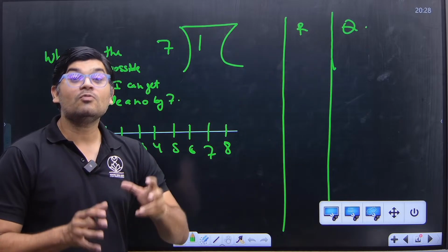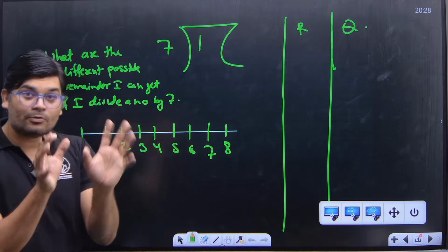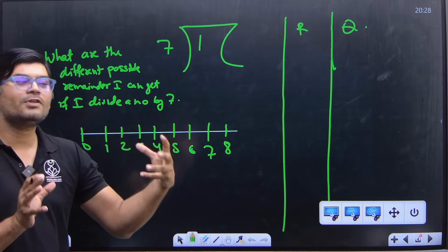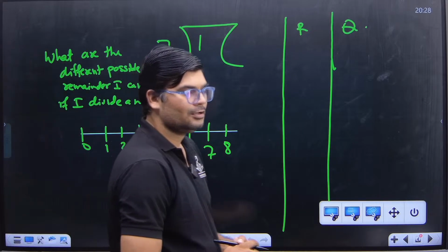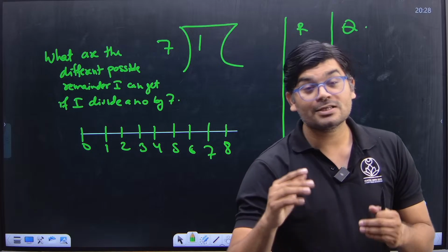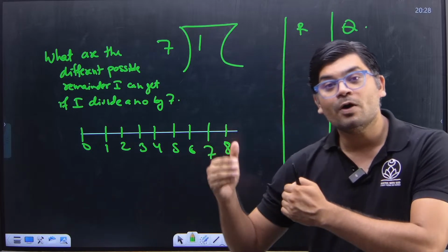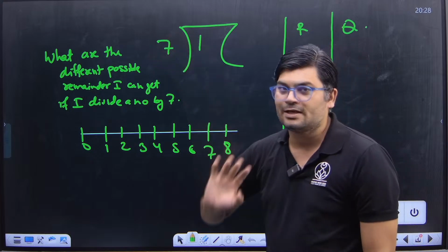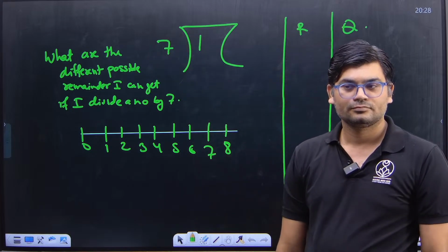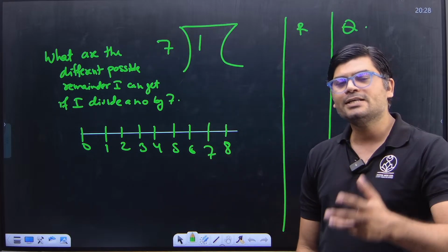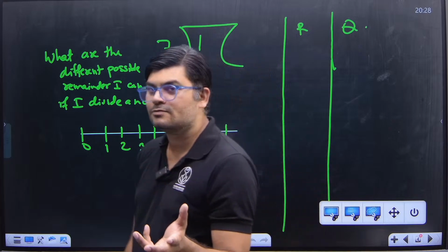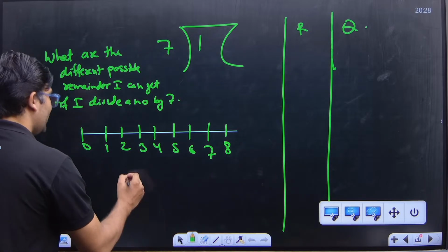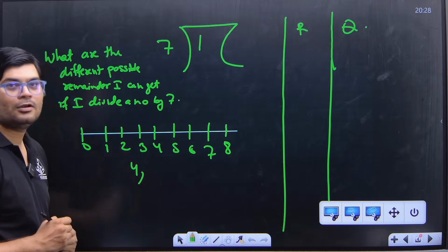I am asking what are the possible remainders you can get if you choose any random number from this number line. A range of remainders, not one single remainder. What are the possible remainders if you divide a number by 7? So it's basically like a guessing game? Yes, you can guess. What are the possible remainders? 4? Okay, very good. You can get 4. Wonderful.